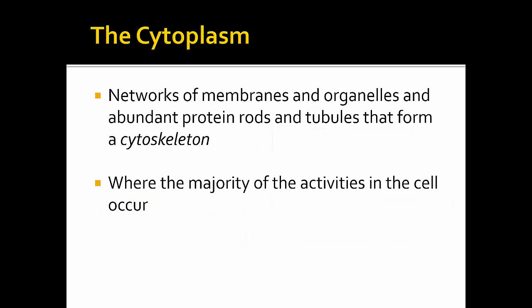Now, inside that cell membrane is the cytoplasm, which is networks of membranes and organelles and abundant protein rods and tubules that form a cytoskeleton. In the cytoplasm is where the majority of the activities in the cell occur. So I'm going to go through the organelles now pretty much one by one.